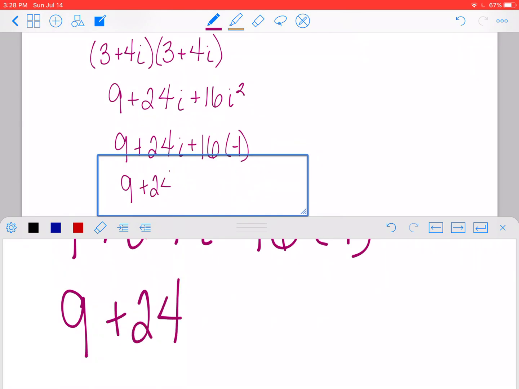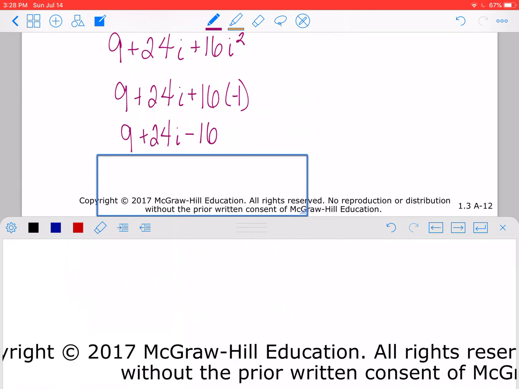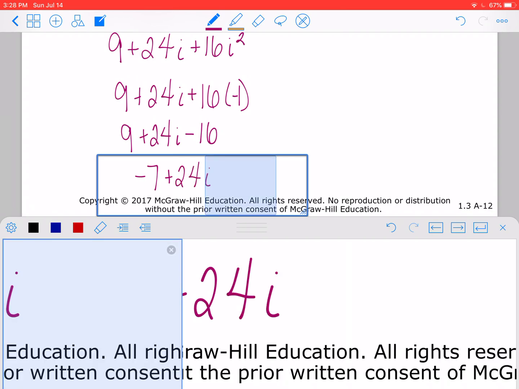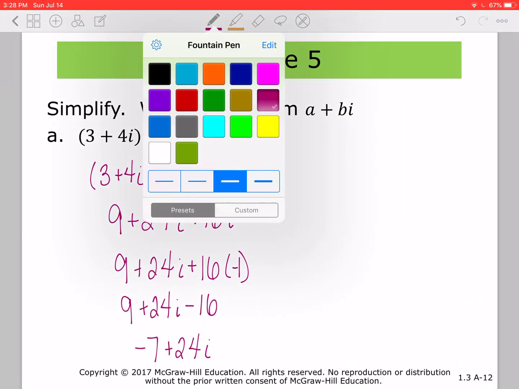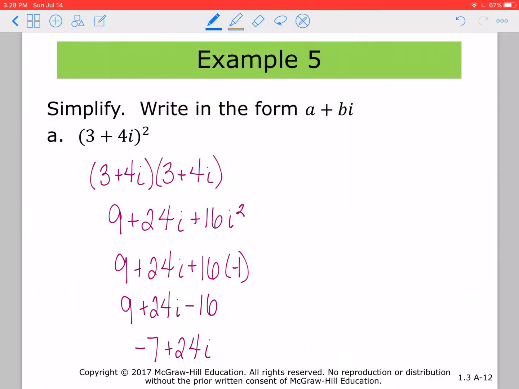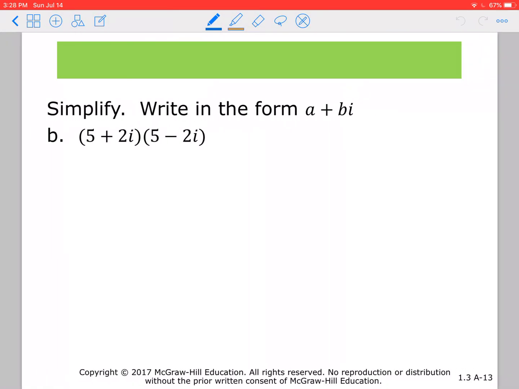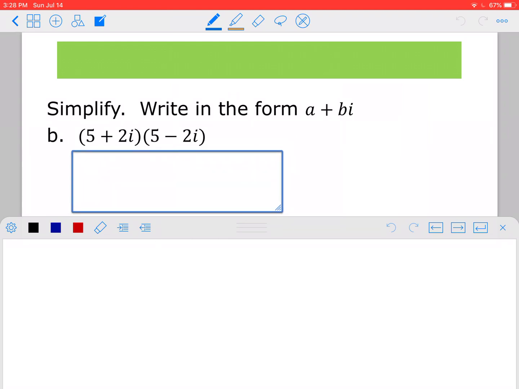Let's multiply again. There's a point to this one. Here we've got 5 plus 2i times 5 minus 2i. And you'll see why we do this here in a minute. So 5 times 5 is 25. Then we've got 5 times negative 2i. So we got negative 10i. And then we have plus 10i. And then we have minus 4i squared.